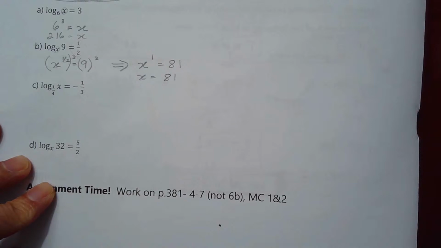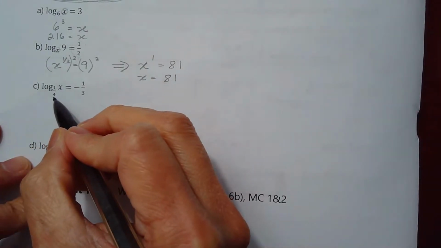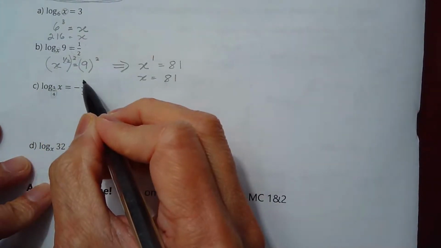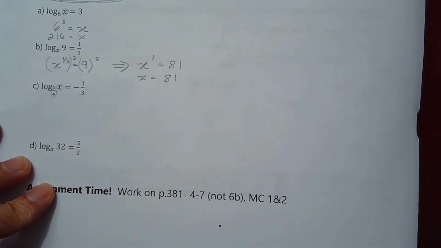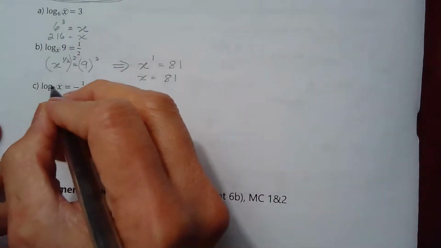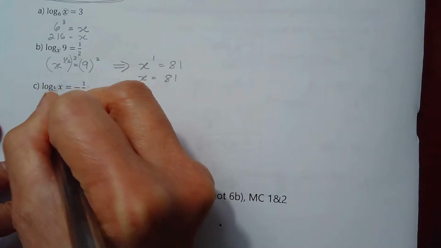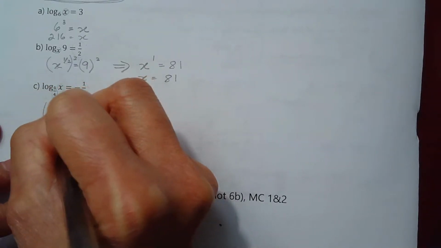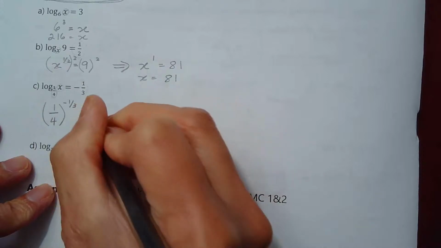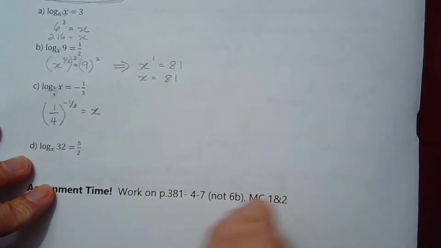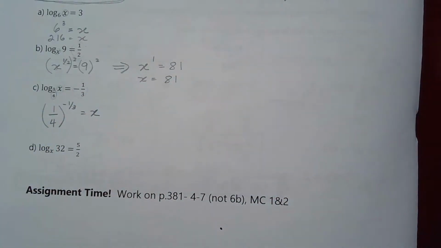Let's take a look at letter C. They're giving us the base, they're giving us the exponent, and then we're looking for the x there. So this really means 1/4 to the exponent negative 1/3 is equal to x. So how can we do that one?